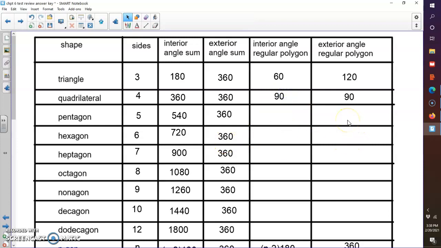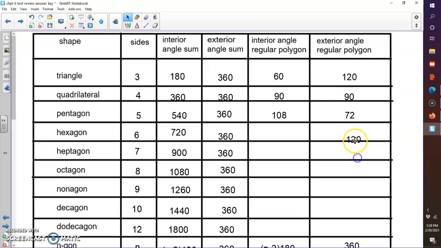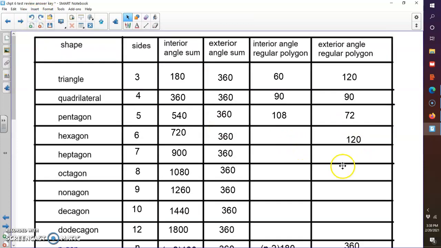Pentagon, 360 divided by 5 is 72, and then we get 108 as our linear pair for our interior angle. 360 divided by 6 is 120, and then 60 is my linear pair for my interior angle. 360 divided by 7, that's the one decimal I'm going to get. 360 divided by 7 is 51.43. When I do that linear pair, I get 128.7 or 128.57.